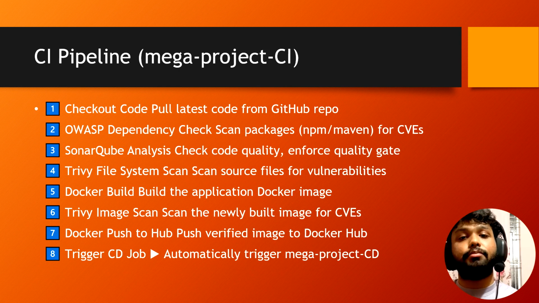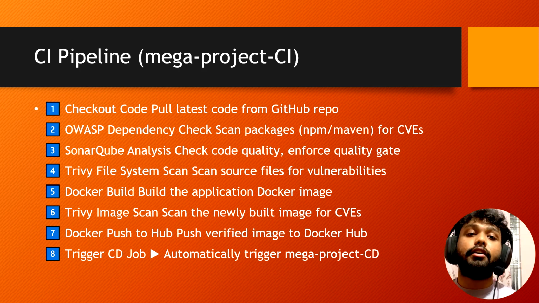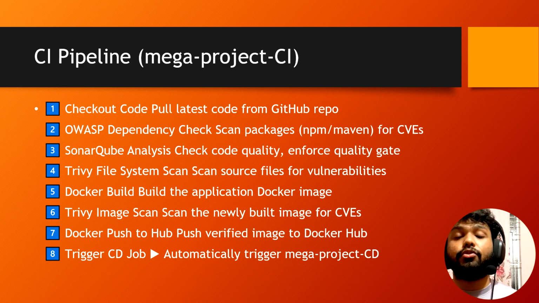So first build the application and create the Docker image, and after creating the Docker image, if everything is successful, push it to the Docker Hub registry. And after the complete CI part is done, let's trigger the CD job, which is the Mega Project CD.